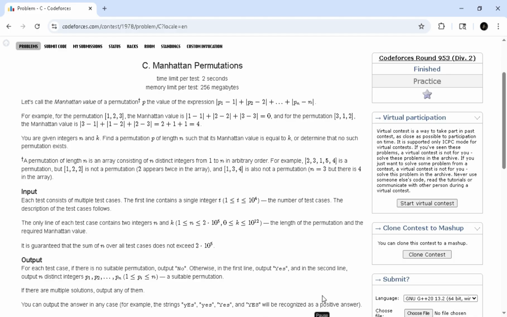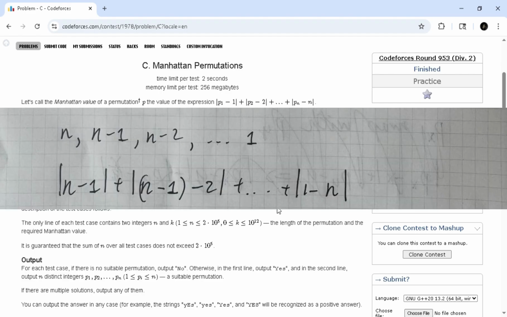Here I will insert a picture. What we can see in this picture is the maximum value that we can achieve for a permutation of length n. If we calculate this and our k is bigger than this value, obviously we will not be able to make a permutation, so the answer will be no.